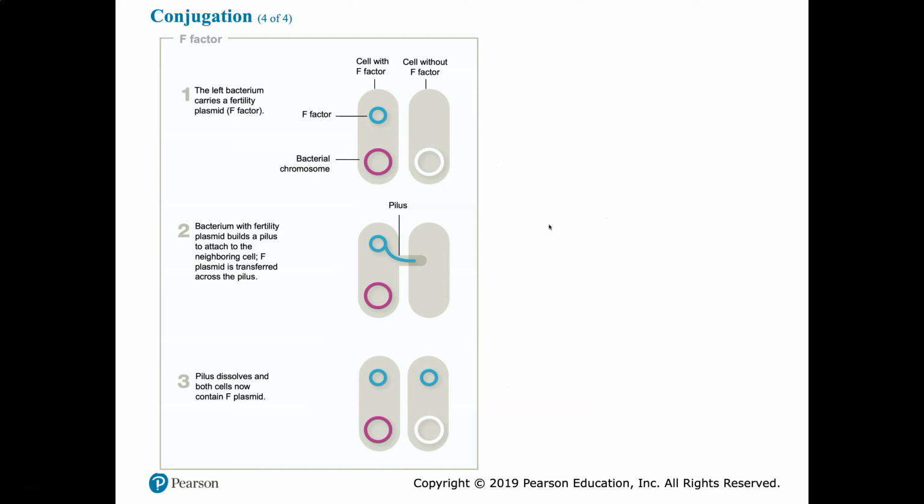Here's another way to look at it. This is one of the ways your book has it laid out. Here's your F factor, fertility plasmid. This is a cell without that F factor. This one creates this pilus, which will then attach to the cell without the plasmid, and then it will make a copy of the F factor and send it to the cell that didn't have it before. Now they both have it, and they can then pass it along to other cells. Both of them can.